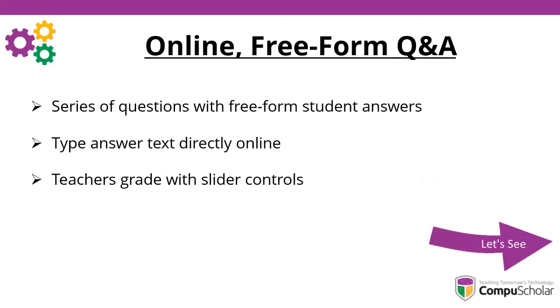So the first type of online exercise is a free-form question and answer. Typically this allows students to type in sentences or paragraphs worth of information in response to questions. They'll do that directly online, and then the teacher can come along and grade that work with some pretty simple slider controls. And the course that currently makes the most use of this type of assignment is Digital Savvy, in particular the first 8 chapters or so, where students are doing this type of exercise. Let's switch over to our online system and see this in action.